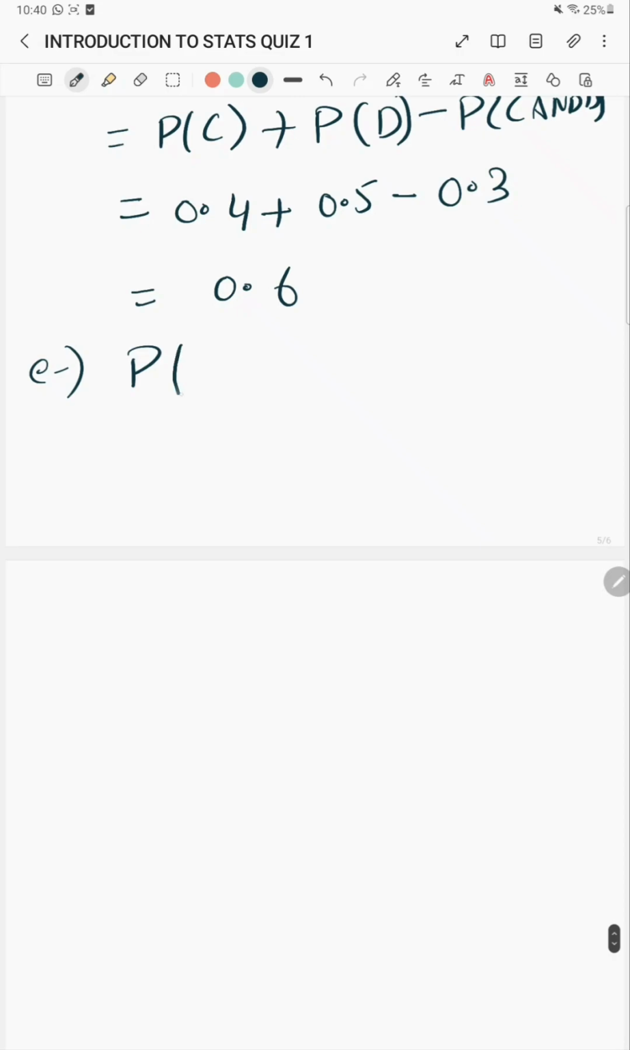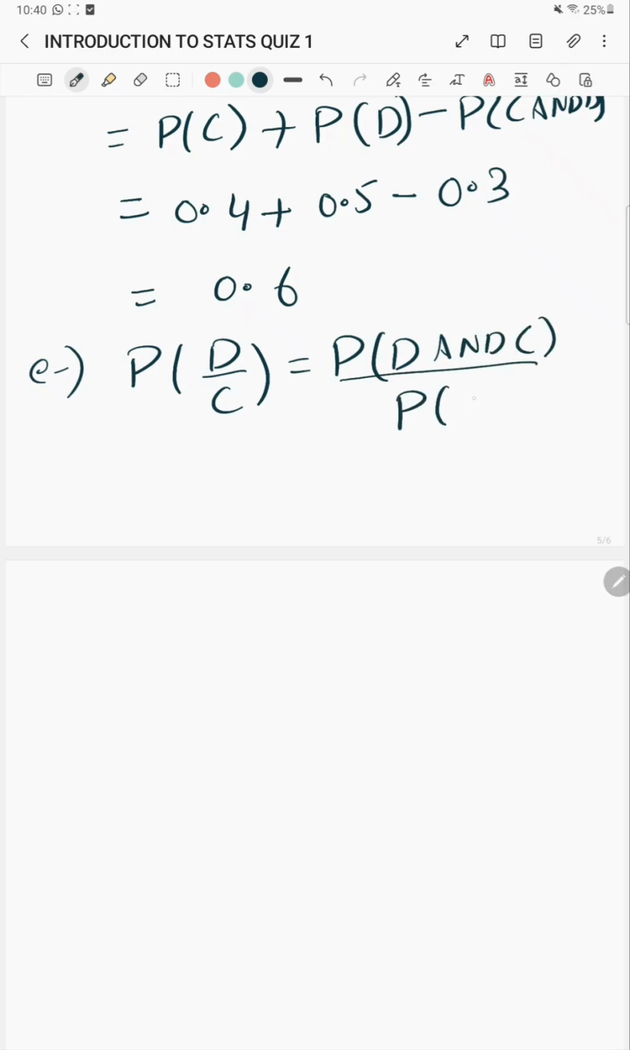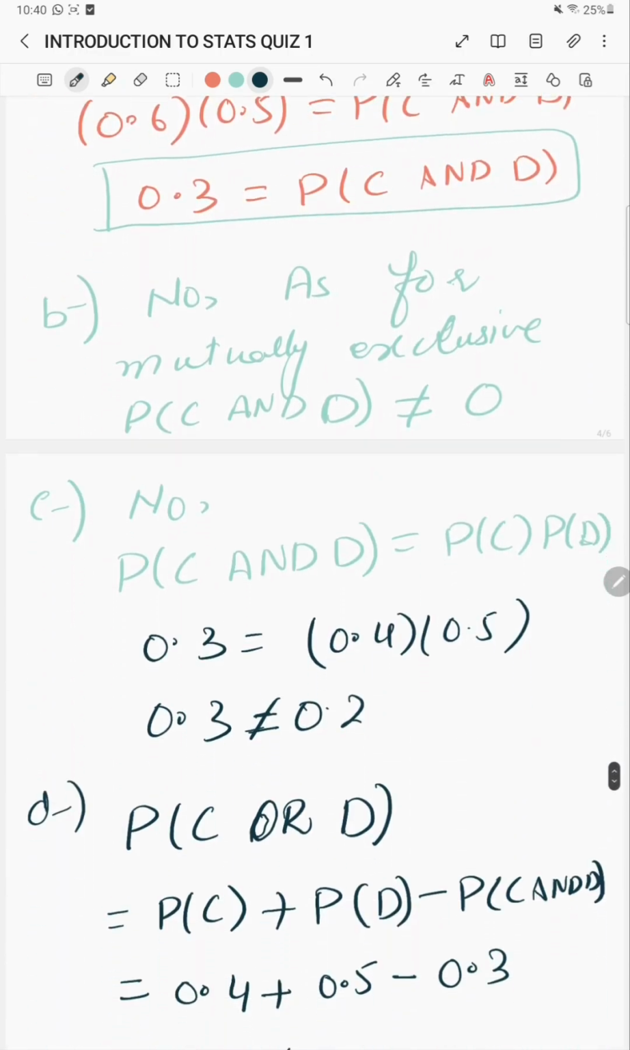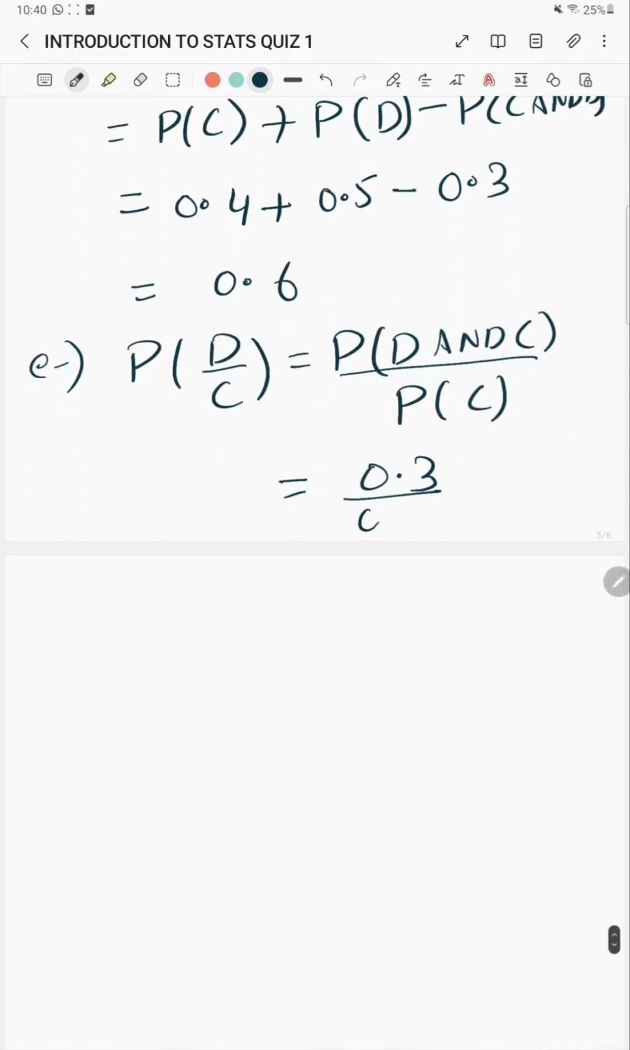Conditional probability D over C: probability of D over C is equal to probability of D and C over probability of C. So what is probability of D and C? 0.3. And what is probability of C? 0.4, which is equal to 0.75.